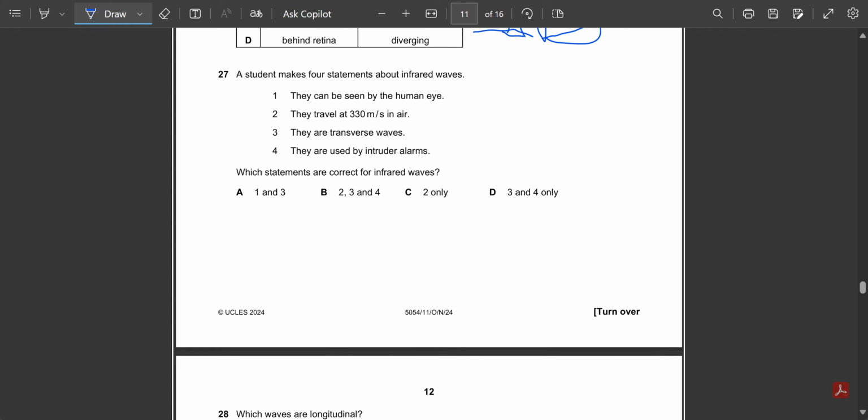A student makes four statements about infrared. They can be seen by the human eye. No, they cannot. They travel at 330 meters per second in the air. No, they do not. They travel at the speed of light, which is 3 times 10 to the power of 8 meters per second. They are transverse waves. Yes, they are transverse waves. They are used in intruder alarms. Yes, they are used in intruder alarms. So that's 3 and 4.